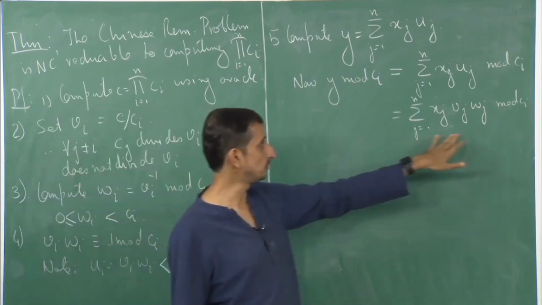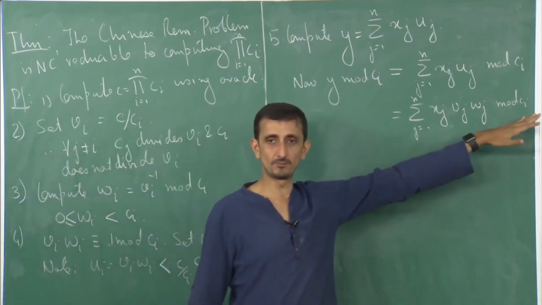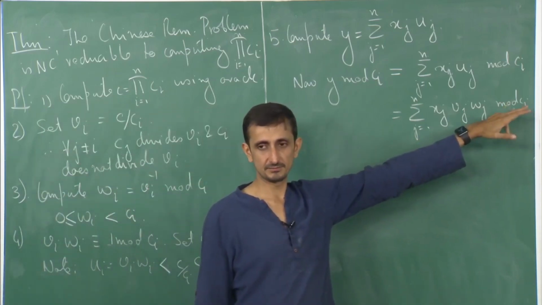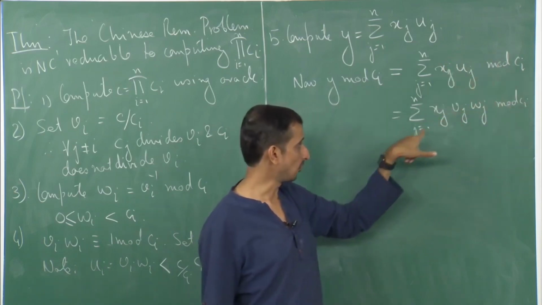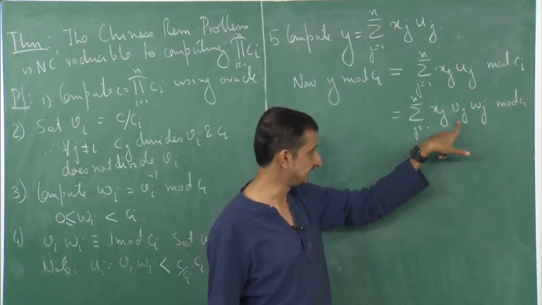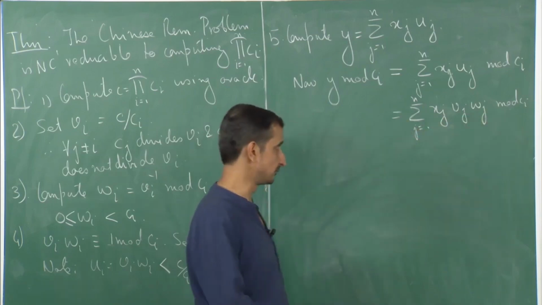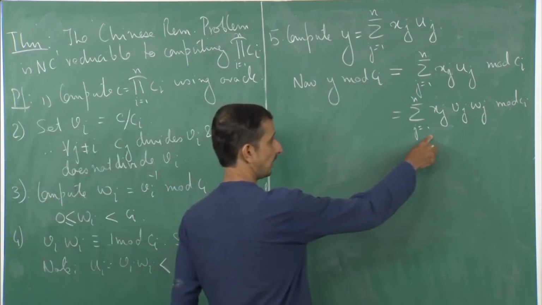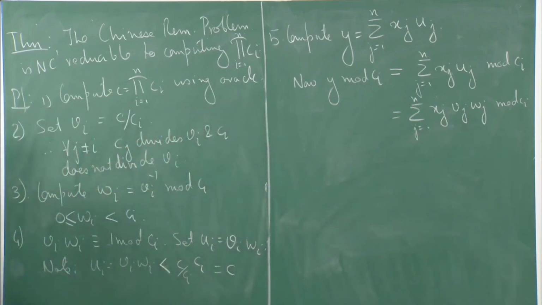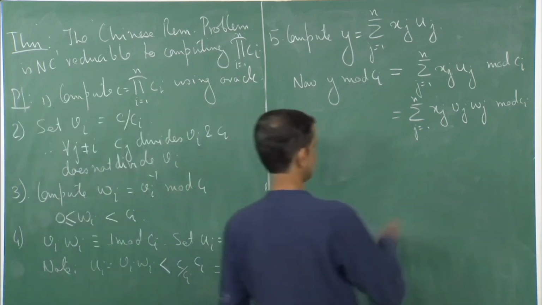Okay, so what will happen to the remainder modulo all those terms? They'll all be 0, because ci for all j not equal to i divides vj, therefore this is equal to 0. So which is the only term that remains? When j equals i. And what happens when j equals i? Well, this will be equal to whatever.